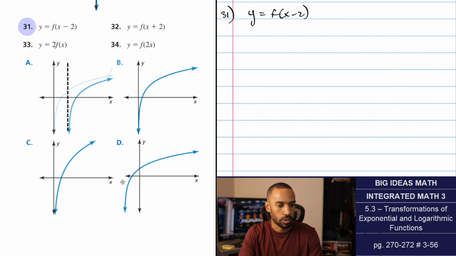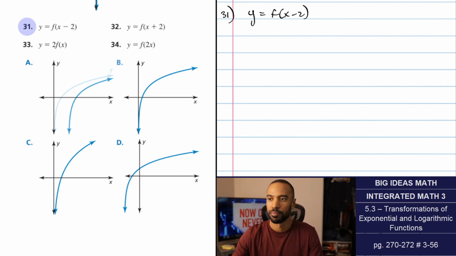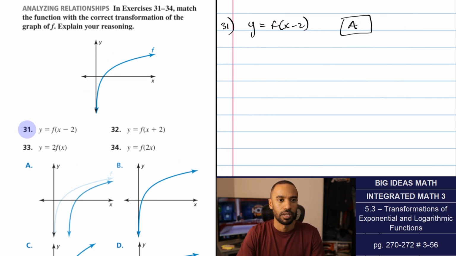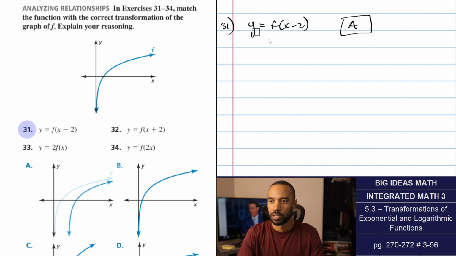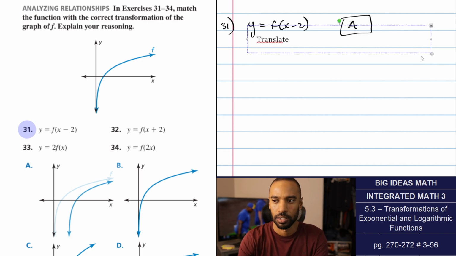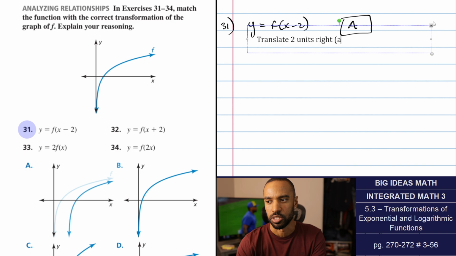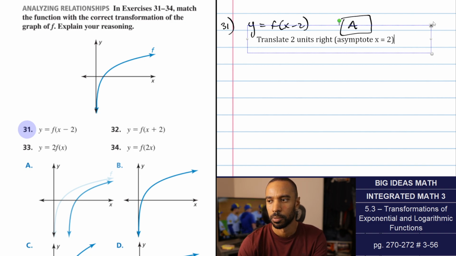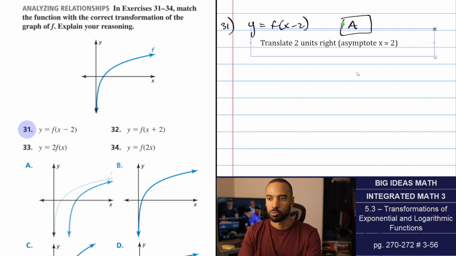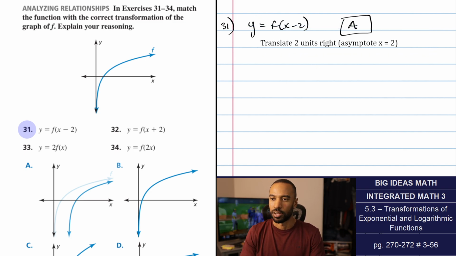These other ones don't go to the right because this asymptote's at x equals 0, and x equals negative something, probably -2, depending on what we're doing. So this is the one that makes most sense to be A because it's a translation 2 units to the right. It says explain your reasoning. Translate 2 units right, based on the asymptote. The asymptote is now at x equals 2. There's your explanation. And there's the graph on it.